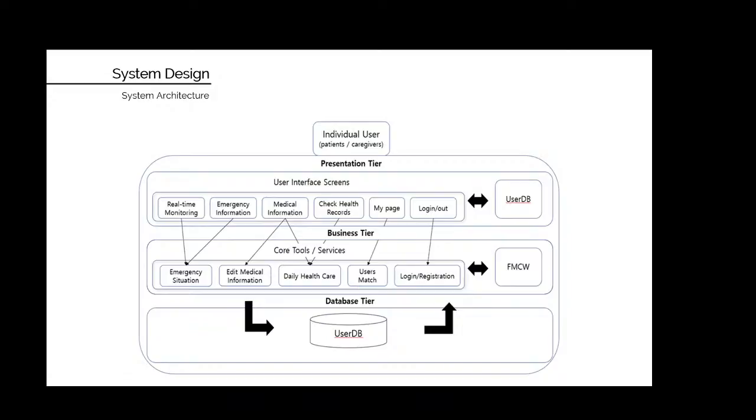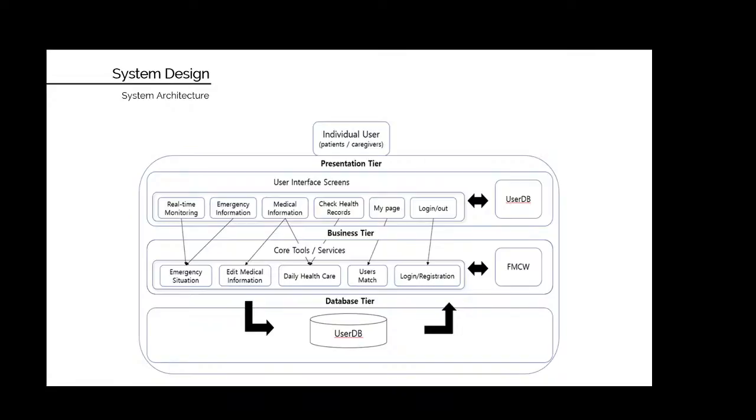Our system architecture can be classified into 3 main layers: presentation layer, business layer, and database layer. Presentation layer is a set of features available on the user interface screen. In the case of our system, there are real-time monitoring, emergency information, medical information, check health records, my page, and login and logout. These functions exchange information with the user database.